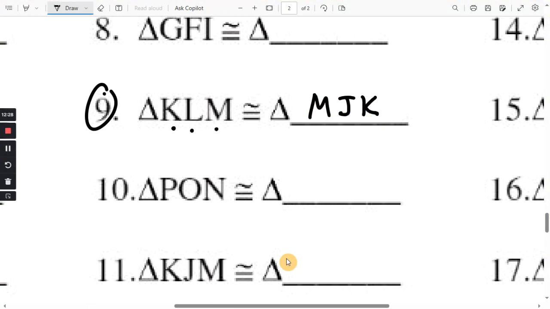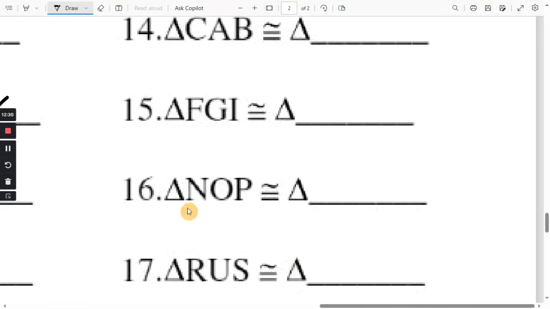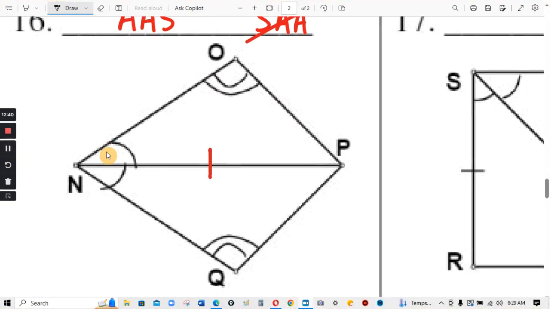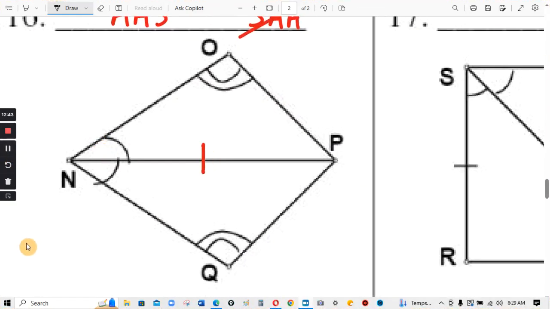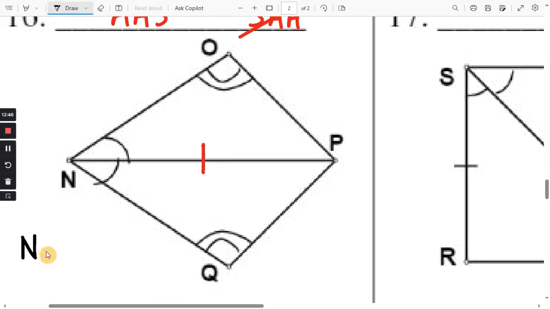All right, the last one is number 16. We're going to do NOP. Let's look at the number 16 diagram. Here's number 16. Leave that side marked congruent, and I'm going to start with NOP. That's the one on top. Here's NOP. I'm going to go like that, and then like that. I started at the 1, then I went to the angle with 2, and then to the angle with none.